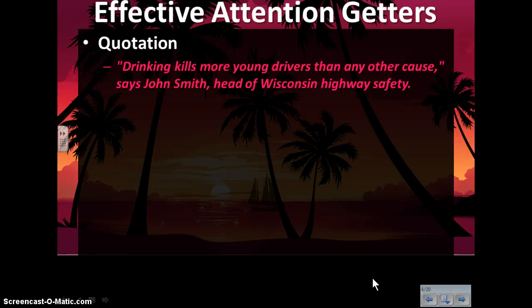So the first effective attention getter is a quotation. So, for example, you would say something like, quote, "Drinking kills more young drivers than any other cause," says John Smith, head of Wisconsin's highway safety. So I want you to think why a quotation would be especially interesting for an attention getter.